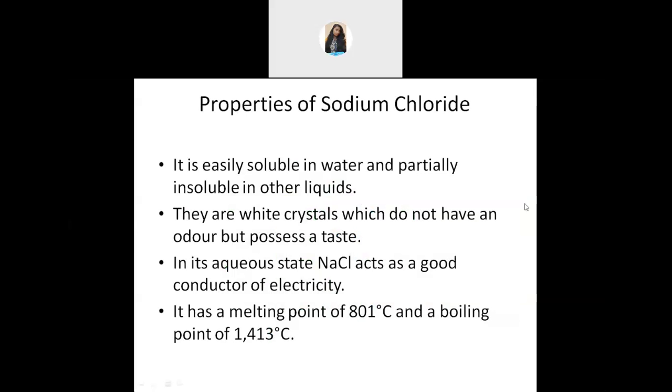So these are the properties of sodium chloride. We use sodium chloride daily in our food. See this. The first point is it is easily soluble in water and partially insoluble in other liquids. So if you dissolve some sodium chloride in water, it will be properly soluble in water. Next point is they are white crystals which do not have an odor but possess a taste.